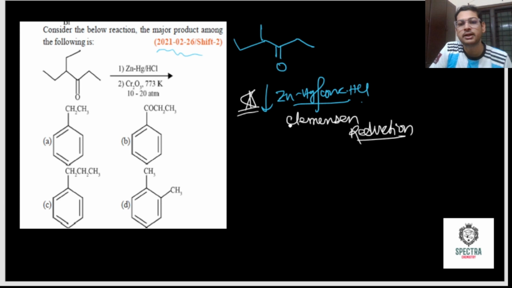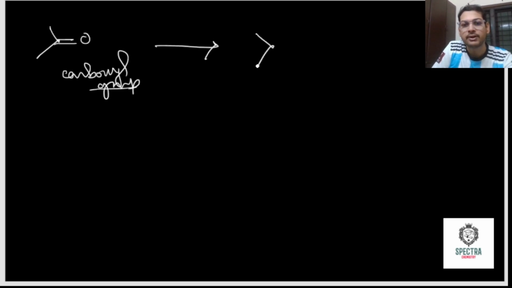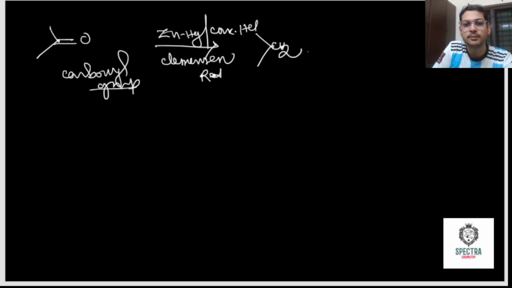So what is the utilization of this Clemmensen reaction? Let's first discuss this. Suppose you have a double bond O group, that means a carbonyl group. It reduces the carbonyl group to CH2. This is the utility of the Clemmensen reaction. There are two reactions possible for this. One is zinc amalgam with concentrated HCl, which is called Clemmensen, as we have discussed.